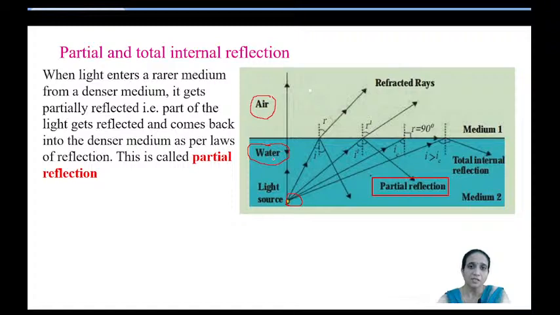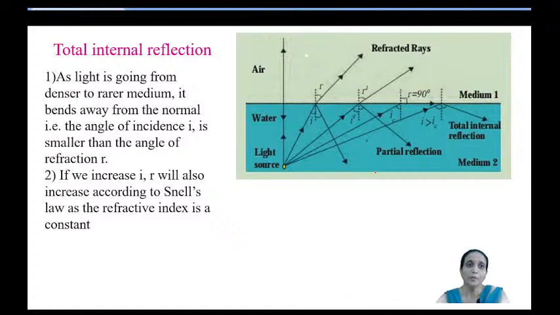Got it? Please remember over here, children, the light enters the rarer medium from the denser medium. It gets partially reflected. That is, a part of the light gets reflected and comes back into the denser medium, according to the law of reflection, and this is called partial reflection. What do you mean by total internal reflection?